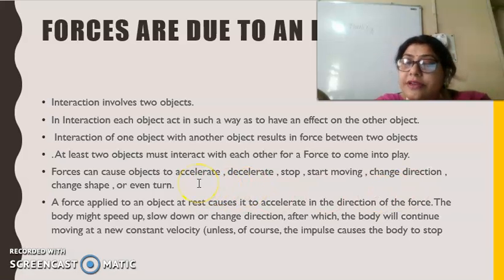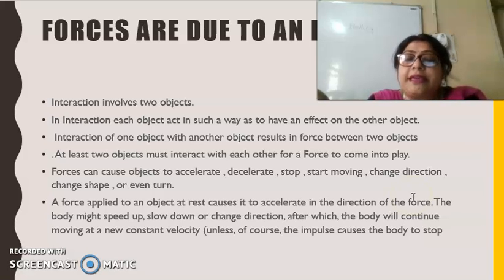Either it will increase its speed, that is accelerate, or it will decrease its speed, that is decelerate, or it will stop, or it may start moving if the body is at rest. It may change the direction of the body, it may change the shape of the body, or it may even turn the body. So a force applied to an object at rest causes it to accelerate in the direction of force. That means you are increasing its speed.